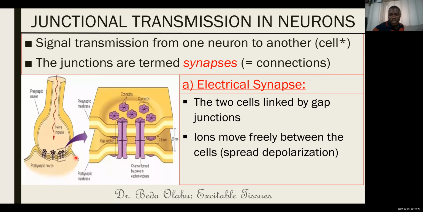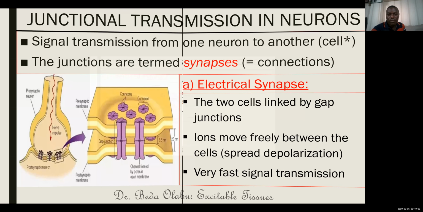So electrical synapses are very fast, because it just requires ions to move from one cell, the presynaptic cell, to the other cell, the postsynaptic cell, through those gap junctions. If the ions move, then the depolarization will spread from one cell to another. And once you initiate depolarization in the postsynaptic neuron, you are good to go. So that neuron will again carry the impulse until the end. And so that is how electrical synapses work.